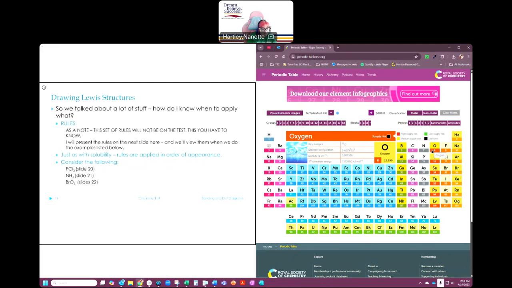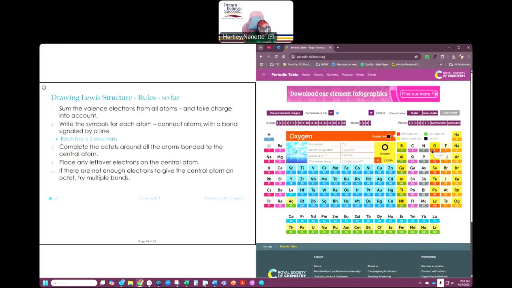So we're going to consider a couple of molecules. First molecule is PCl3. That's going to be on the next slide, slide 20. We're going to talk about NH3, which is on slide 21, and then BrO3 minus, which starts on slide 22. Okay, let's talk about PCl3 first.